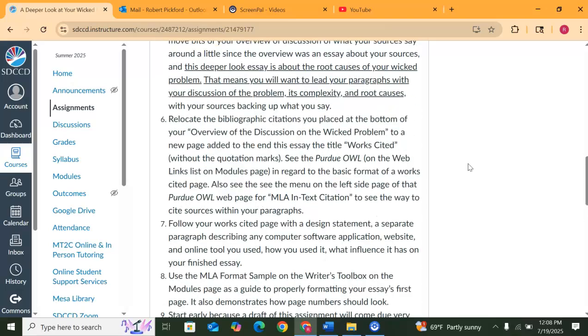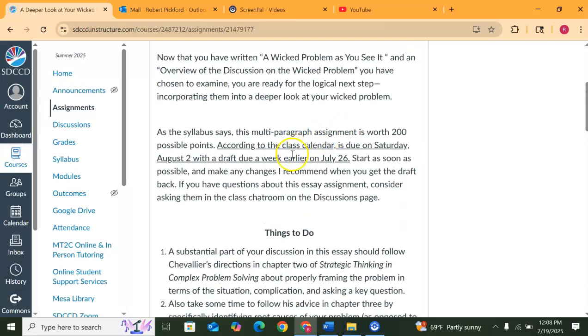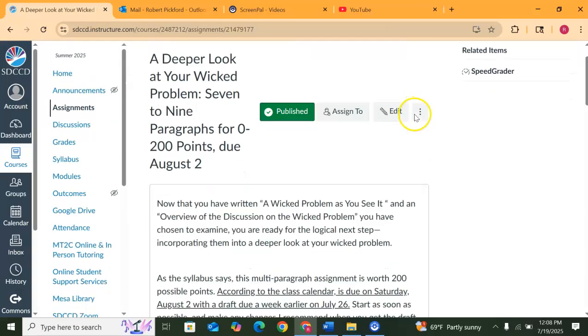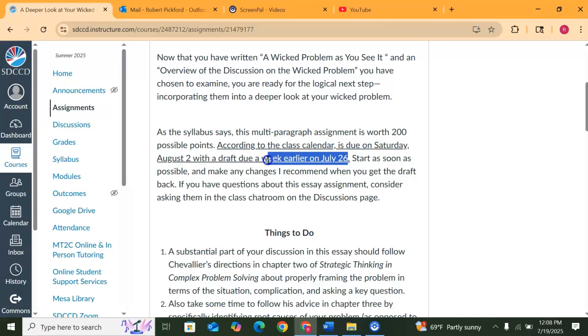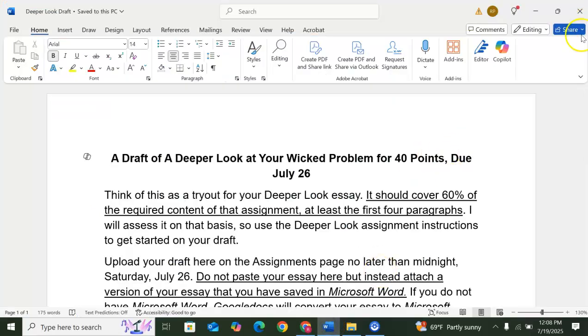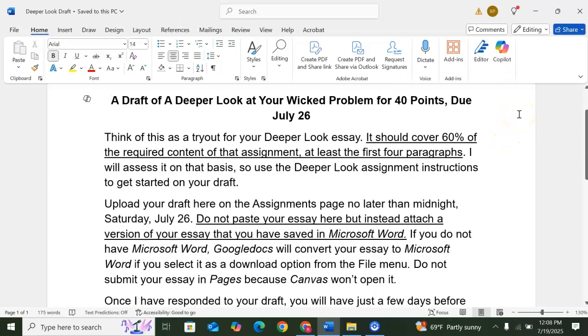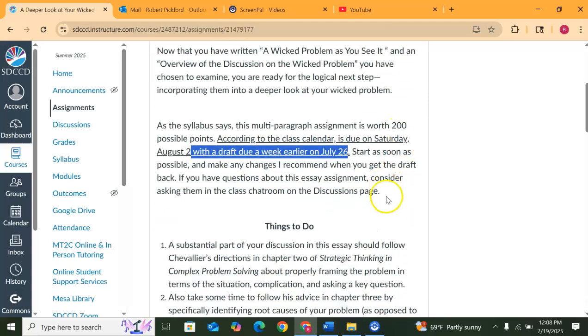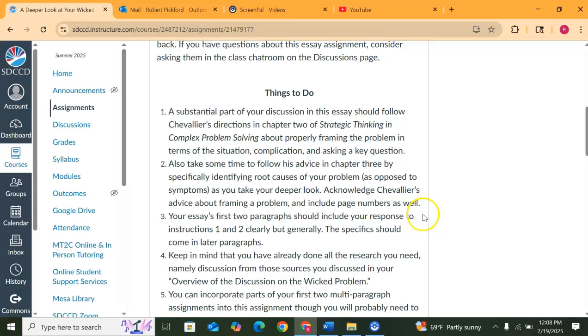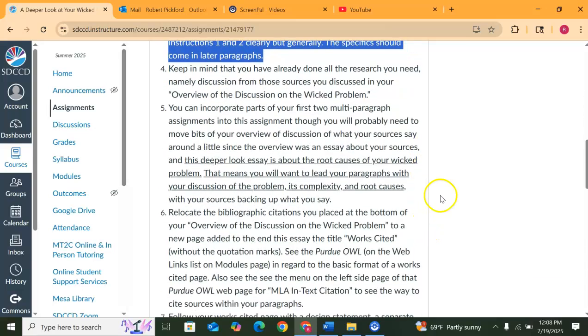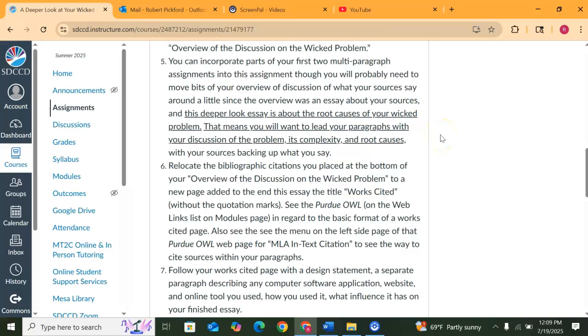Now here's the good news. Though it's due August 2nd, you have a draft July 26th at the end of this coming week. So let me move to that and show you how they relate. Here's the draft. It's due on the 26th. It's a tryout for the Deeper Look essay. It should cover 60% of the content of that assignment, at least the first 4 paragraphs. Okay, 60% would look like those important bits that I mentioned should be in the first 2 paragraphs. And then you start to connect root causes to what your sources are saying and what you're thinking about your wicked problem as Chevalier advises you on root causes.